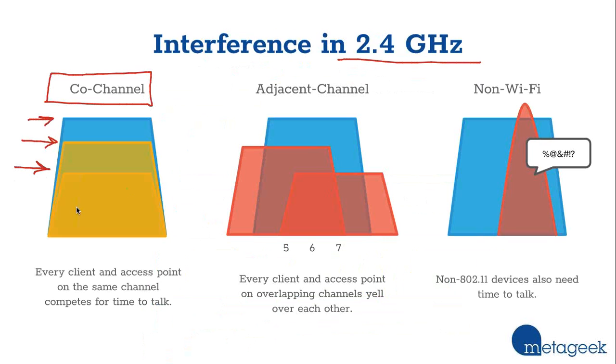Remember, we talked about this earlier. When we have a bunch of devices sharing a channel, they're all going to take turns talking. One of those devices is going to talk at a time. And as long as you don't get too many devices on the channel, that's actually going to work just fine. Think of it as kind of like a dinner table.